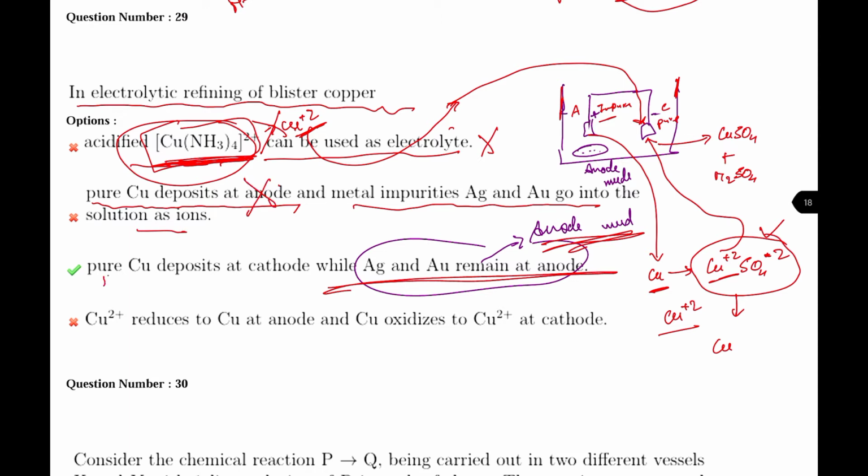Then, pure copper deposits at cathode while Ag and these remain at anode, which is true, and these are called anode mud. Last option: copper plus 2 reduces to copper at anode and this oxidizes at cathode, which is opposite, wrong.